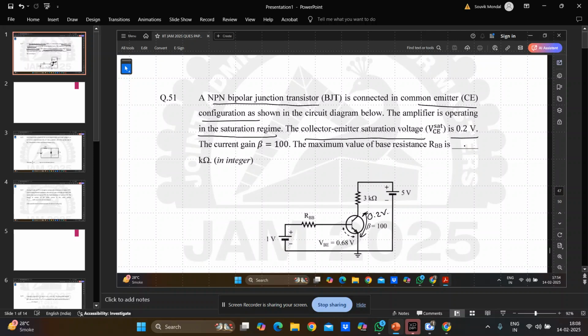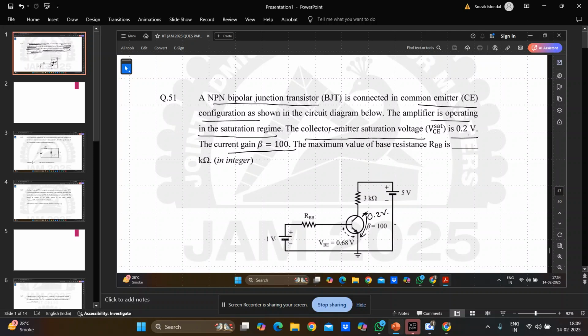The thing I want to mention is, don't get confused by this language that the collector emitter saturation voltage is 0.2 volt. You may wonder why they are saying saturation voltage; they could simply say collector emitter voltage. But remember, they had already mentioned that it is operating in the saturation region. So don't get confused by the language. Another thing is the current gain beta is 100, so find the maximum value of base resistance. This is a straightforward problem basically.